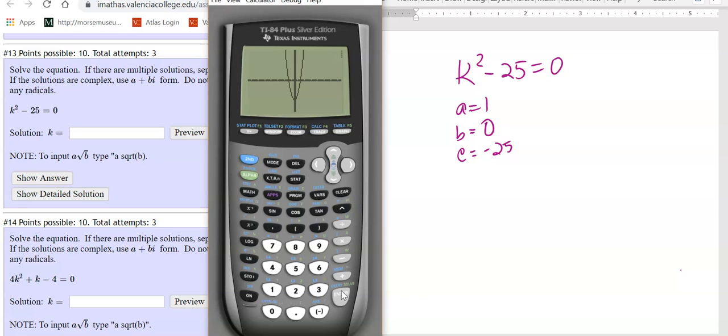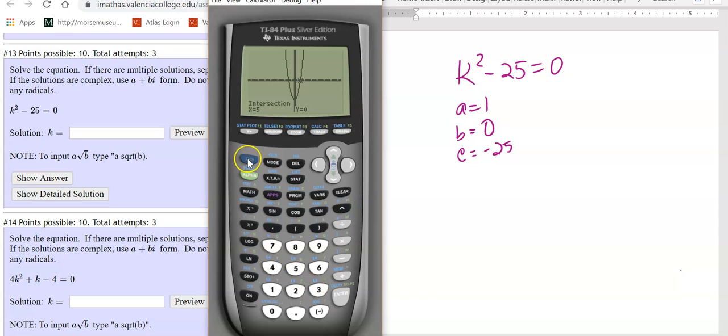Oh, I was a little too early in my enter, enter, enter. Okay, let me try that again. Second trace, 5. Well, I'm going too fast for my calculator. Second trace, 5. And then once you see first curve, you're going to hit enter, enter, enter. There you go. It gave you the first one is 5.